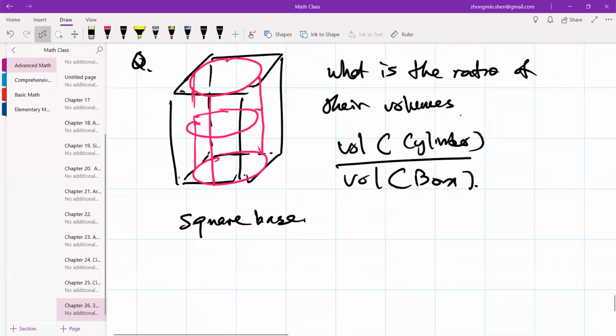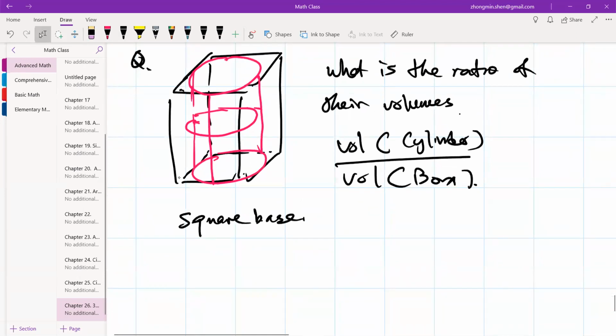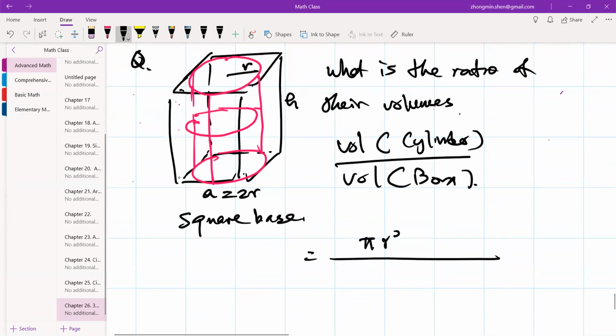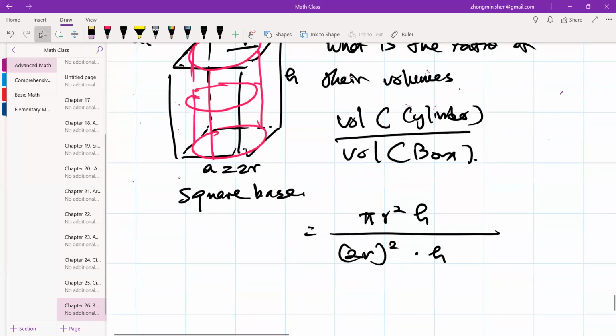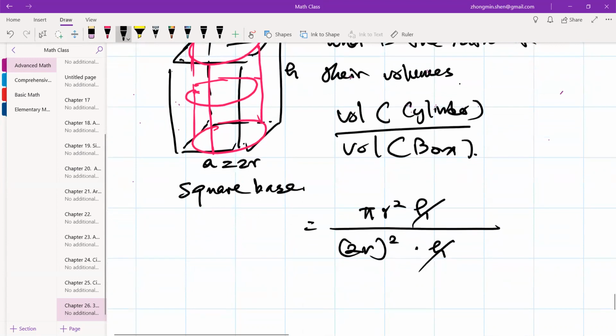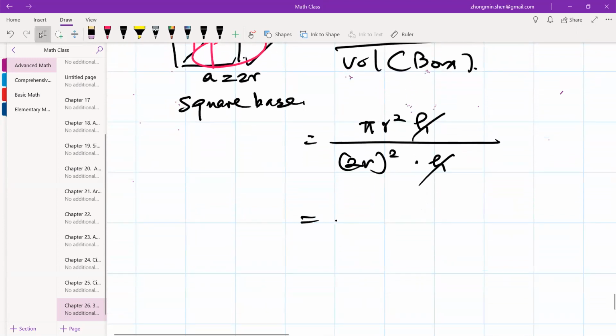All right, to solve this problem, you measure the radius R, and here's the height H, and the edge length is actually 2R. Just the calculation: the cylinder is pi R squared H. For the box, the base area is 2R squared, and the height H is here. The base area times the height gives us the volume of the box. Then you cancel and simplify a little bit, and you find that everything cancels out.